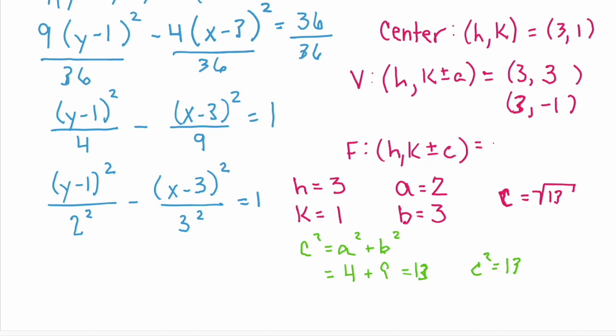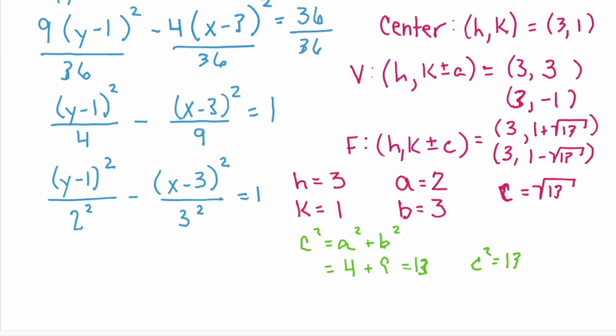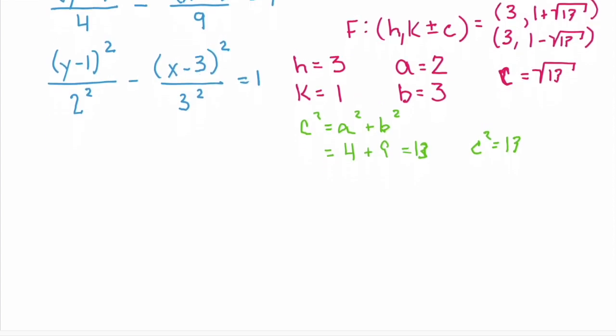Now, our foci are going to start with the value of 3 for the x coordinate, and then it's k plus or minus c. K is 1 plus c, which is the square root of 13, and the other one is 1 minus the square root of 13. Awesome. Now we have one last thing to find, and then we can actually graph.